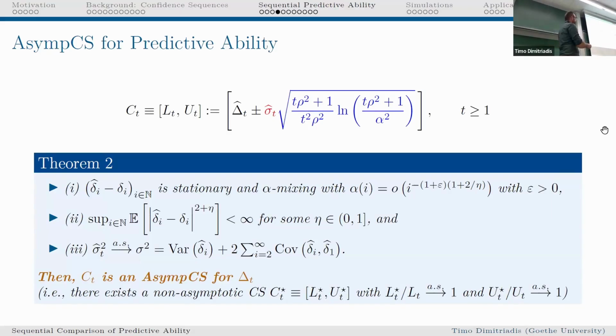So in the theorem, we say this is an asymptotic confidence sequence for delta_t, meaning that delta_t is in there often enough. But so far, this only means that there exists a non-asymptotic confidence sequence and they converge against each other almost. And what we need is that the difference of delta_i hat and delta_i is stationary and alpha mixing. We need that for the strong approximation of Komlós, Major and Tusnády. We need some moment condition that we usually need, and we need almost sure convergence of the HAC estimator. So if you have these three conditions, you know it's an asymptotic confidence sequence.